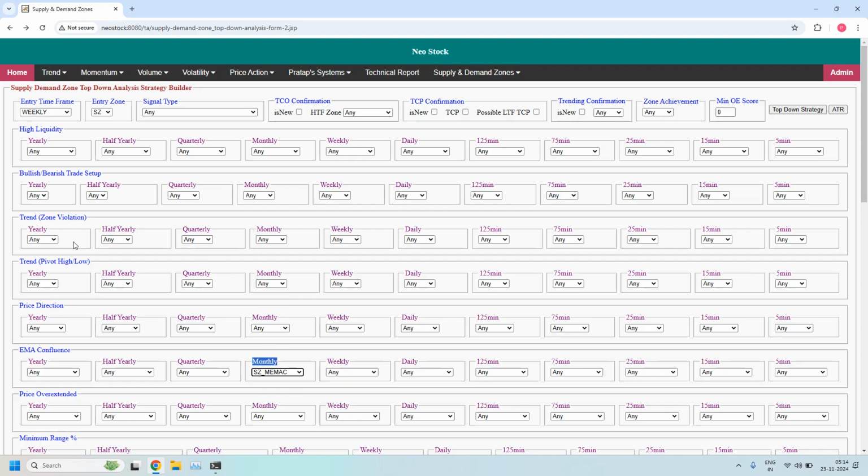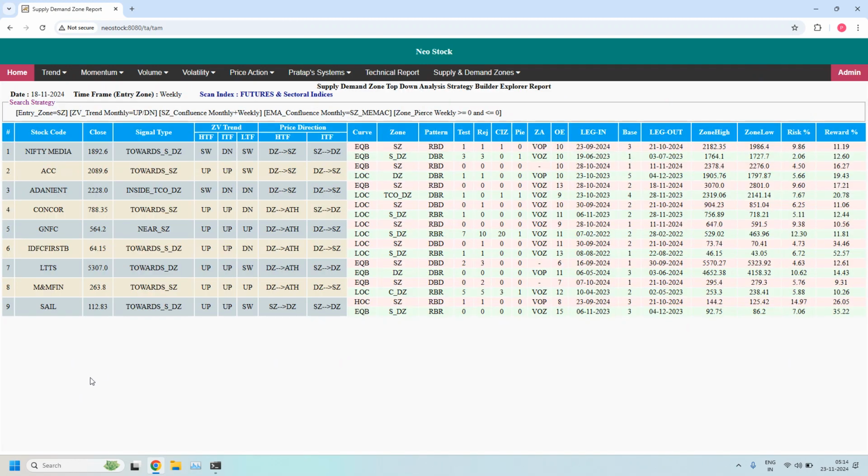EMA Confluence should be only in the trending market. So that's why in the trend zone violation trend at monthly time frame, I am selecting up or down trend. Depending on the trend, you can plan either bearish trade setup or counter trend trade setup related trade plans. So 9 stocks are filtered.